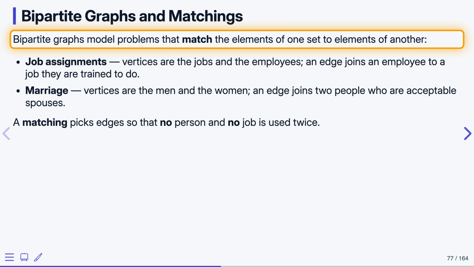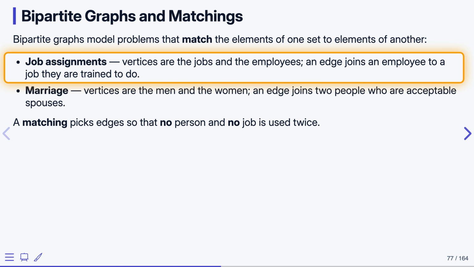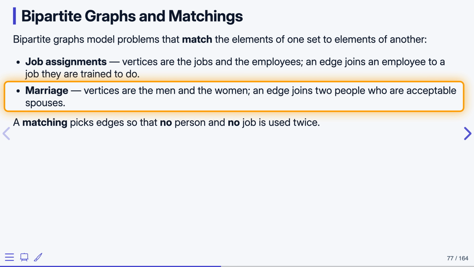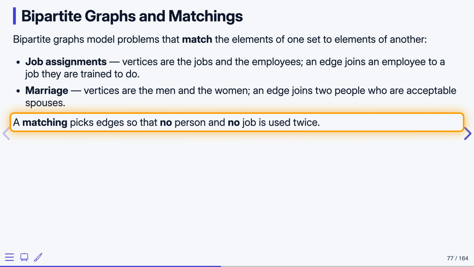A real use of bipartite graphs now, matching. We match the members of one set to the members of another set. Take job assignments. One group of vertices is the employees. The other group is the jobs. We draw an edge from an employee to each job they are trained to do. Take marriage. One group is the men, the other group is the women, and an edge joins 2 people who are acceptable spouses. In both cases, we want a matching. A matching is a set of edges chosen so that no person is used twice, and no job is used twice.